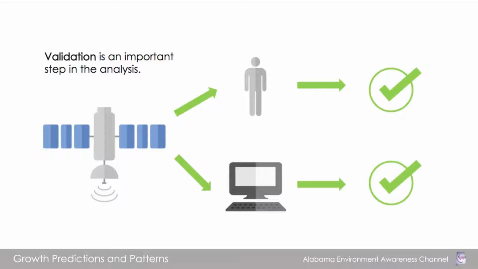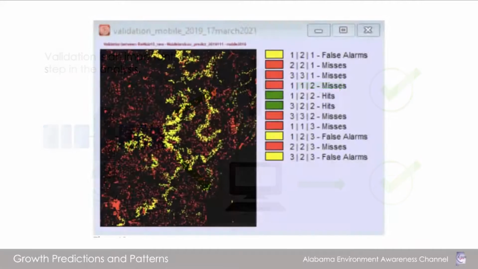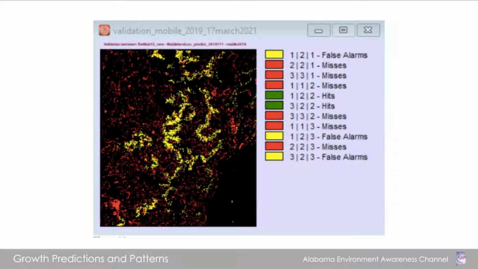Validation is an important step in any remote sensing analysis. As remote sensing includes either human or computer interpretation, it is necessary to validate the results to understand the accuracy. The classified image of 2019 was used for validation of the model created.